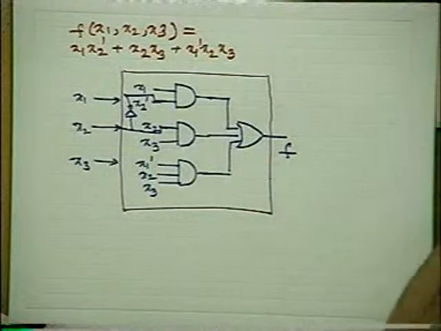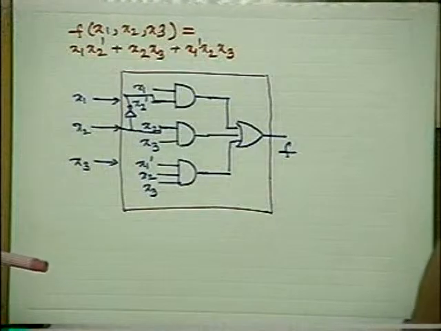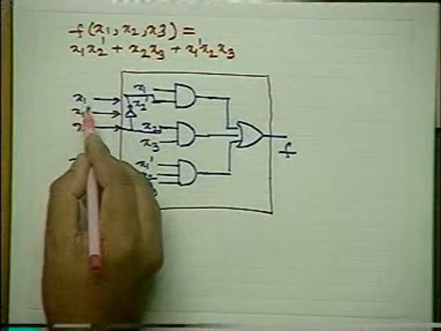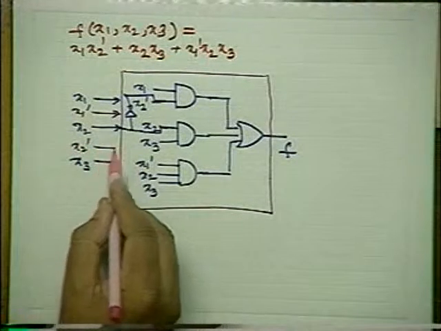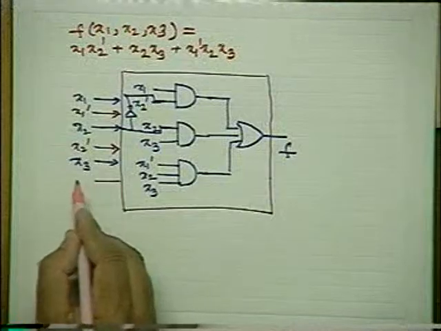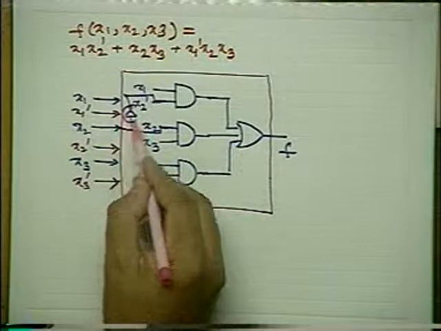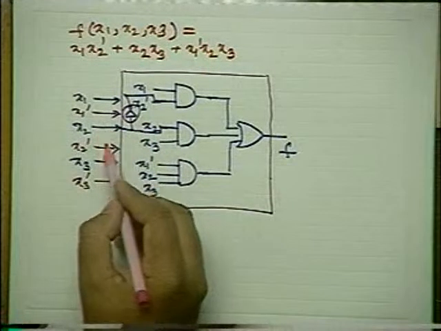Now, sometimes we will also assume that along with x1, x1 bar will also be available, x2 bar will also be available, and x3 bar will also be available. In that case, these inverter gates will not be necessary. I can connect x2 bar directly over to here.